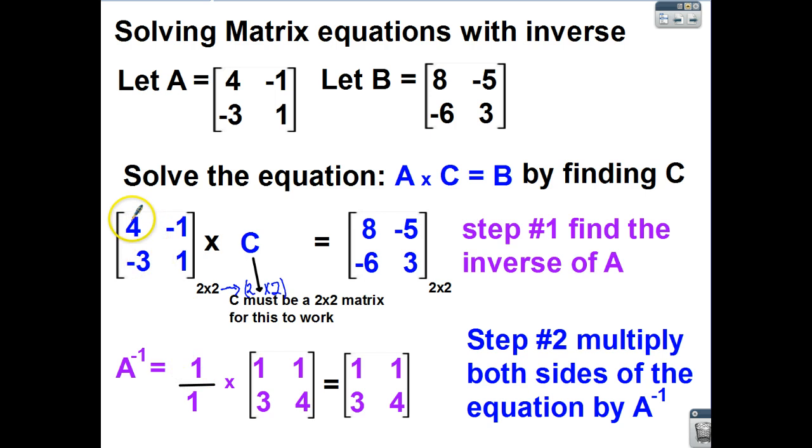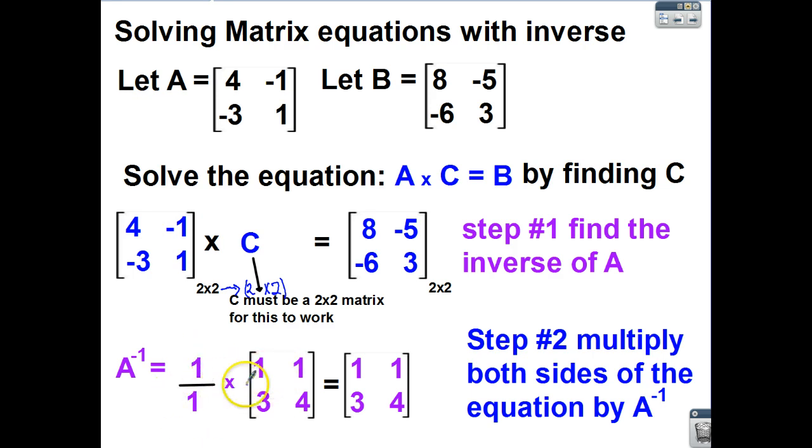Well, let's see what the value of the determinant is. 4 times 1 is 4, minus negative 3 times negative 1 is positive 3. 4 minus 3 is 1. Now let me go ahead and suggest to you that 1 over 1 is equal to 1, and so the fraction is really not going to affect this answer at all.